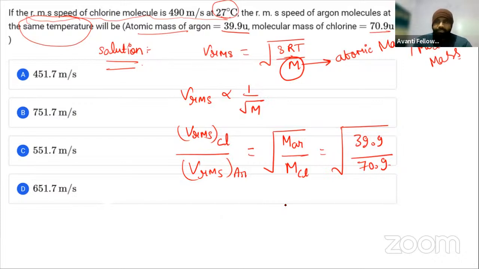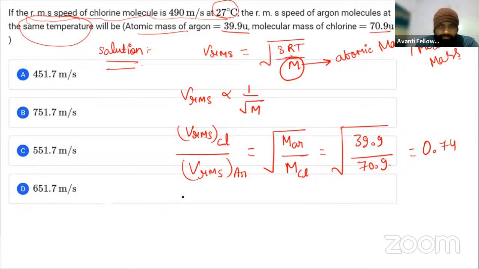Now do the calculation, I am also doing this. You can approximate the value also. So it is 39.9 divided by 70.9. So this will become 0.56. And if you take the square root of this, it will come out to be 0.74.